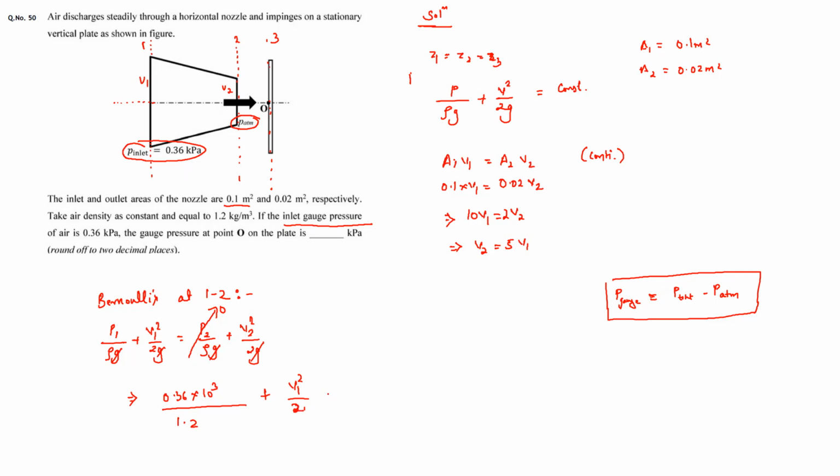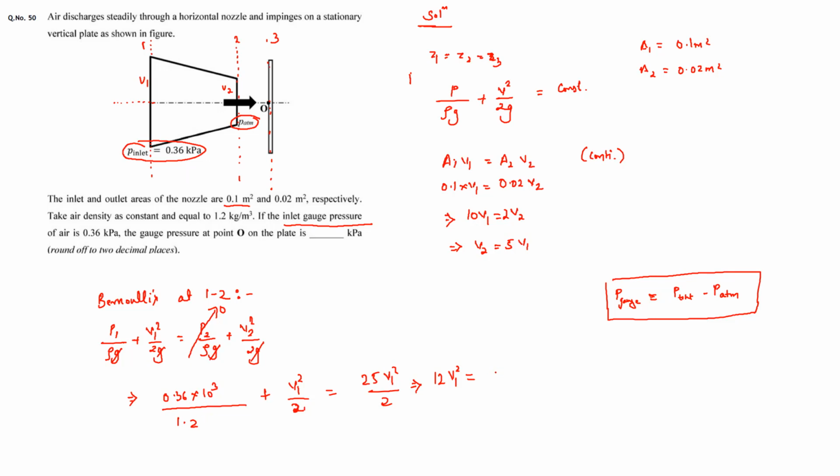Let's keep V1 as V1 for the time being. So this is V1 square by 2 is equal to, now instead of V2 you can substitute 5 V1. So this will become 25 V1 square over 2. So then I guess from here you can calculate V1. So this goes to the right hand side. This will become 24 V1 square by 2, or I can just write 12 V1 square. And this you can say is 3.6 into 10 to the power 2 over 1.2.